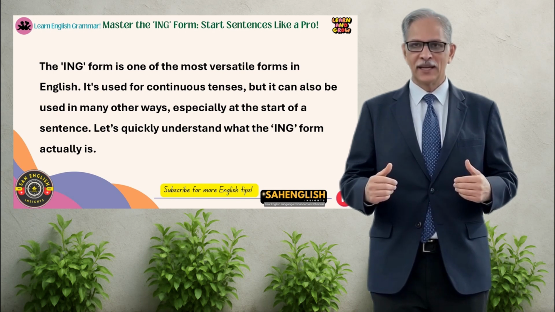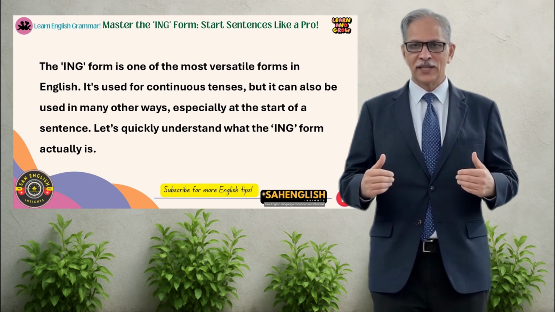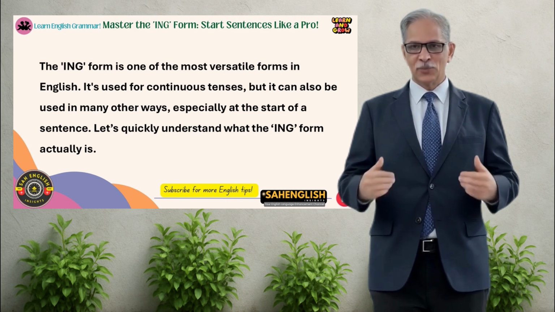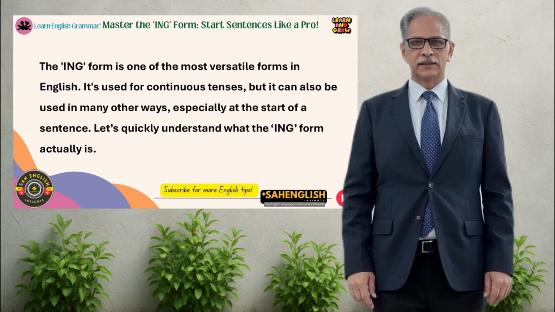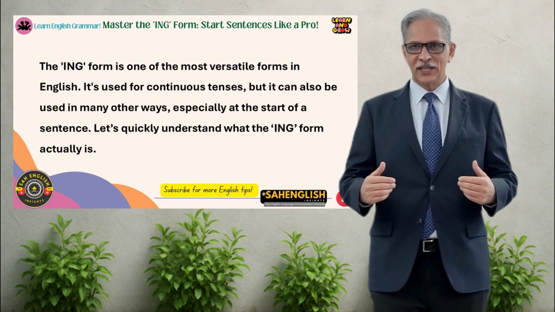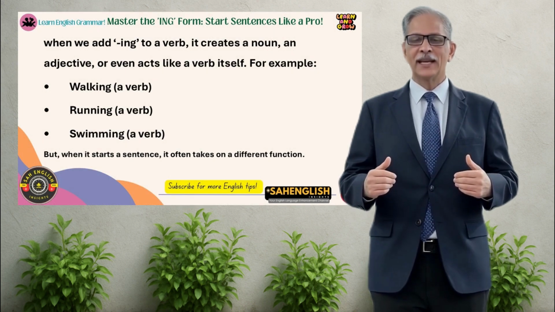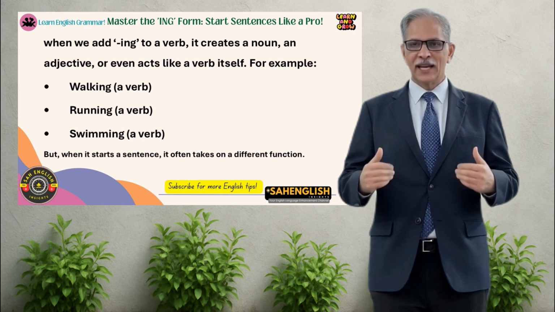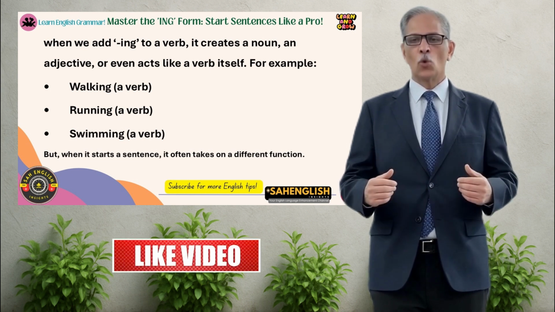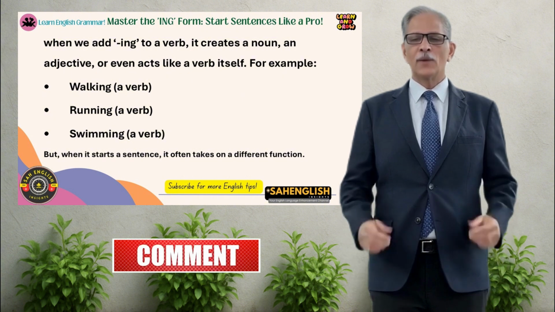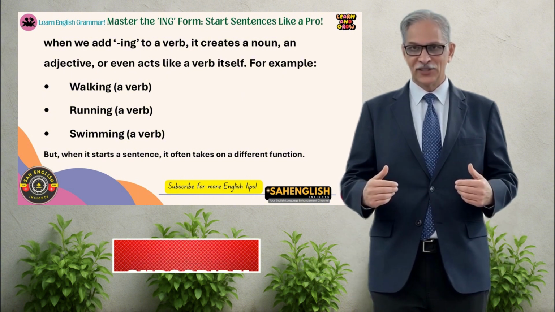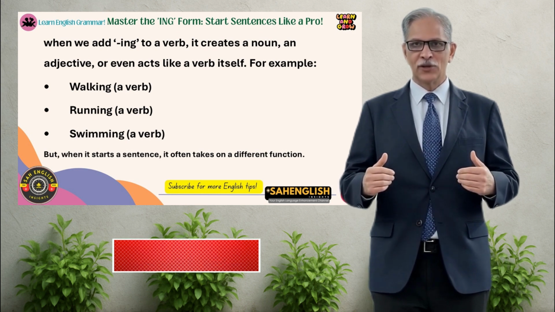Understanding the ing form. The ing form is one of the most versatile forms in English. It's used for continuous tenses, but it can also be used in many other ways, especially at the start of a sentence. But wait, before we jump into how we use it at the beginning of sentences, let's quickly understand what the ing form actually is. So when we add ing to a verb, it creates a noun, an adjective, or even acts like a verb itself. For example, walking, running, swimming. But when it starts a sentence, it often takes on a different function. Let's explore that.